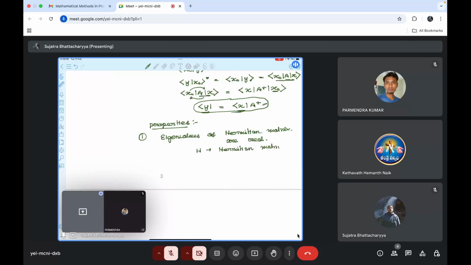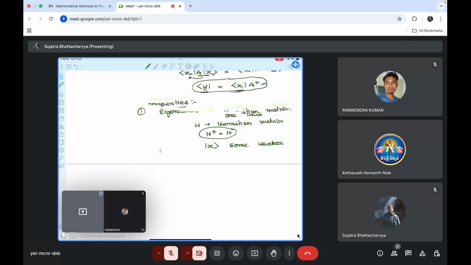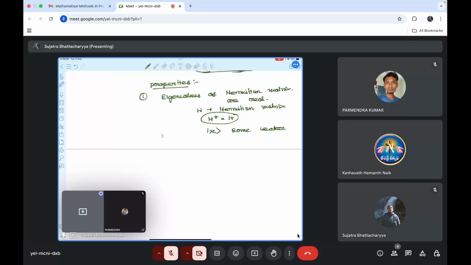Based on the very preliminary property, what we know about a Hermitian matrix is that H dagger should be equal to H. This is known. Let us consider that X is some arbitrary vector. When you operate H on this vector, H of X, of course we will get some lambda times X. This is what we have seen in the eigenvalue eigenvector relationship, right?